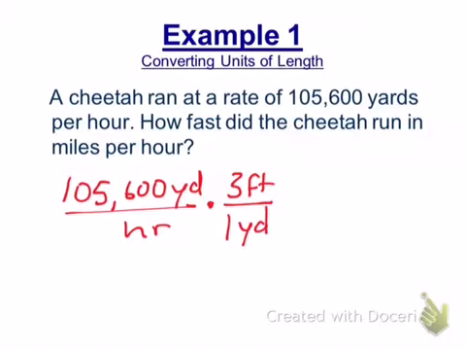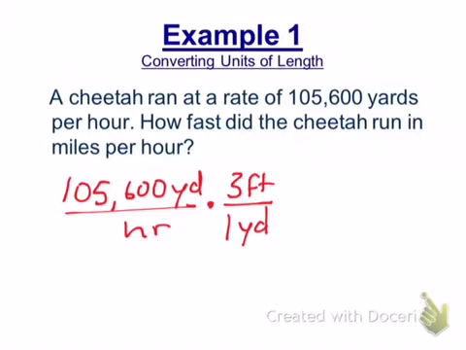Now, how do I know I have it right? Because I could have put 1 yard on top and 3 feet on the bottom. How do we know that we have it right? Because we can cross cancel top to bottom the units that we want to go away. I don't want yards anymore. Ultimately I want miles, but we've got that. So I know that's right.